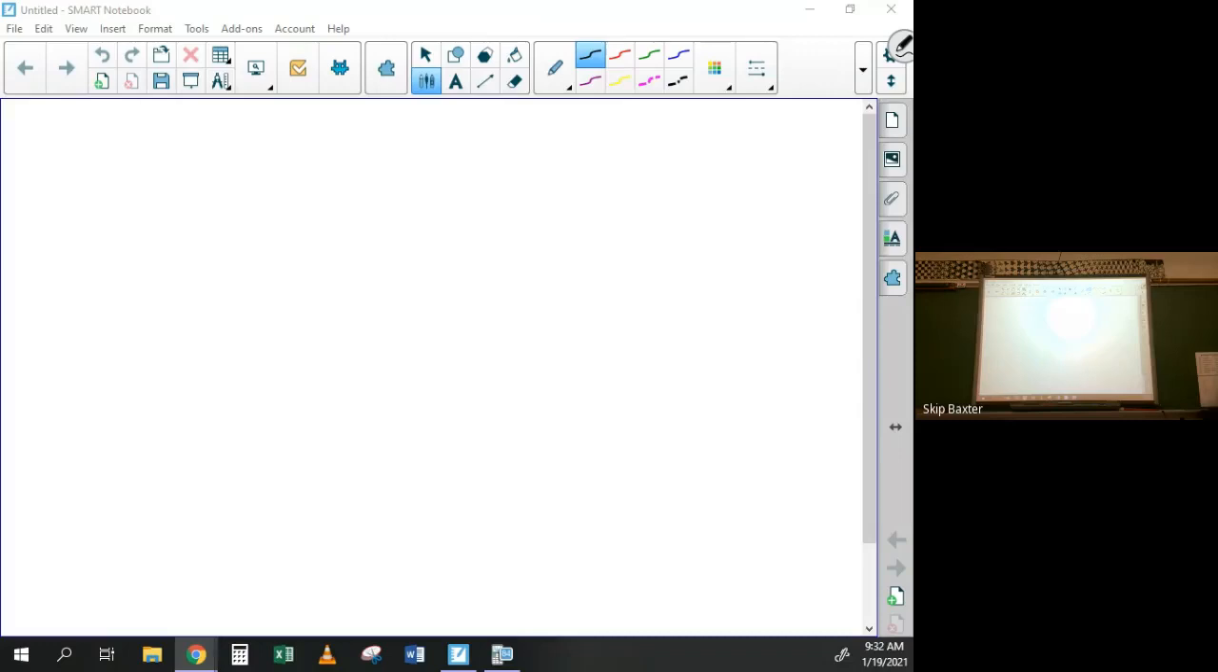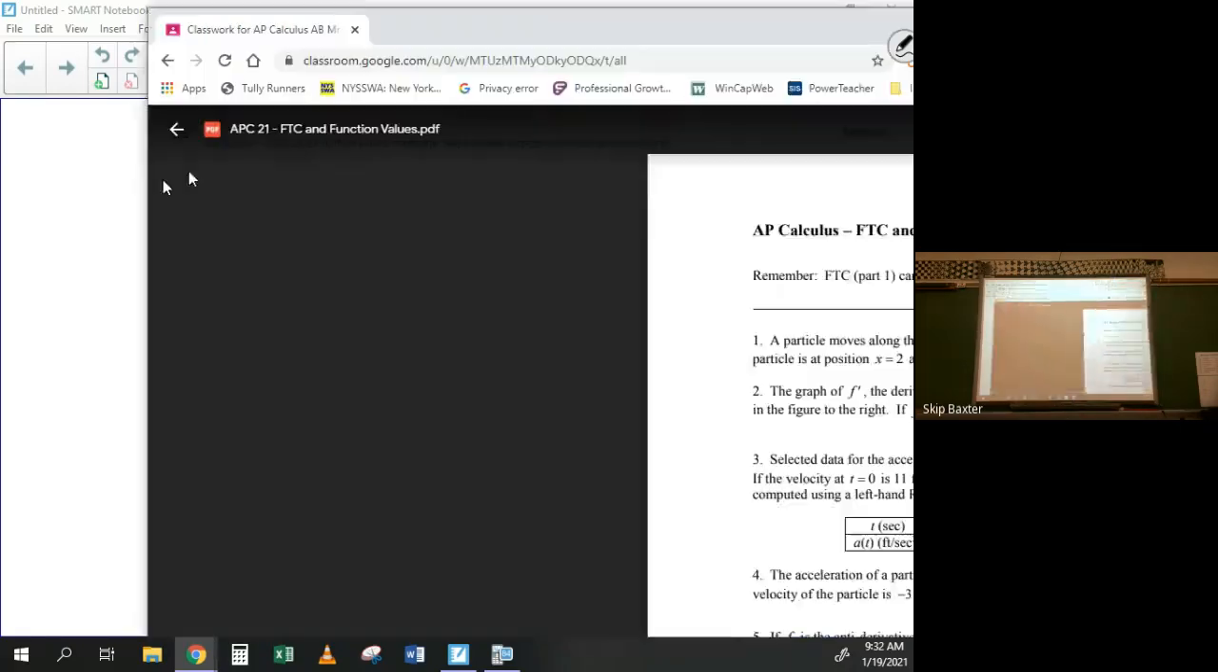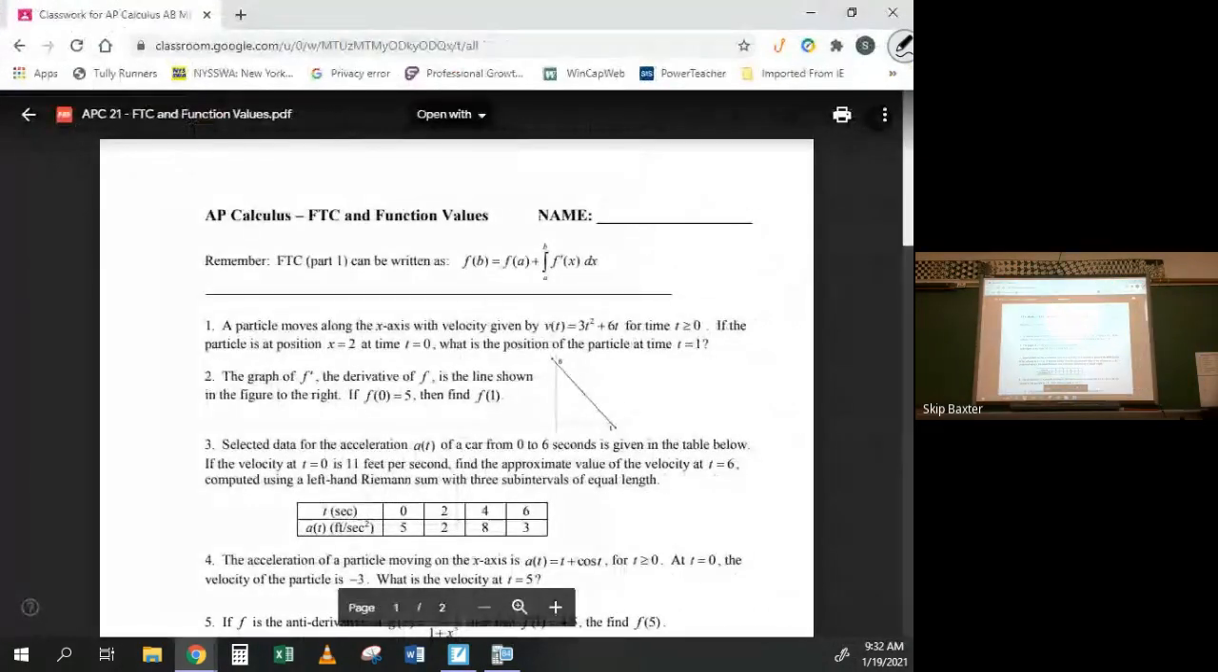Number 7. Yeah. So FTC function values. Right here. And number 7, you said?